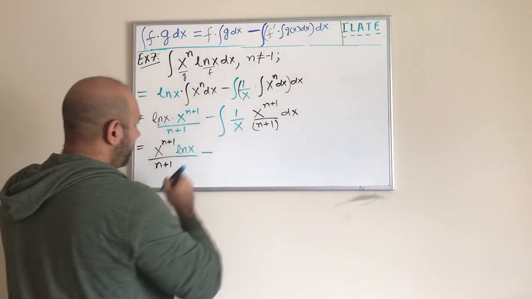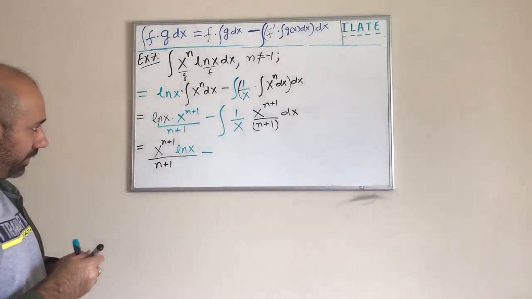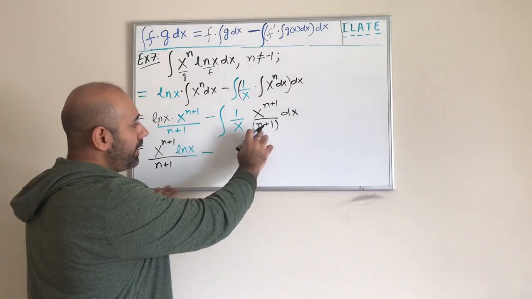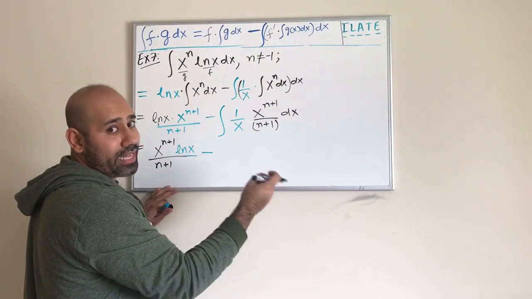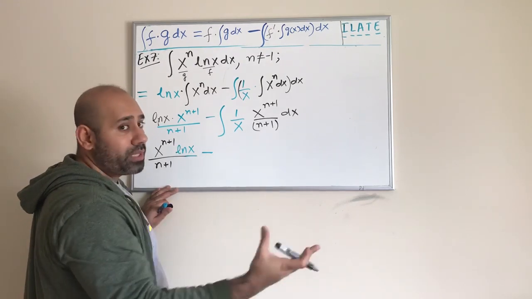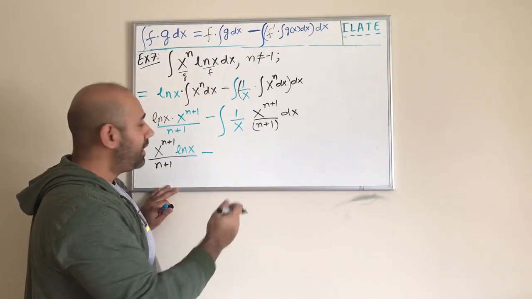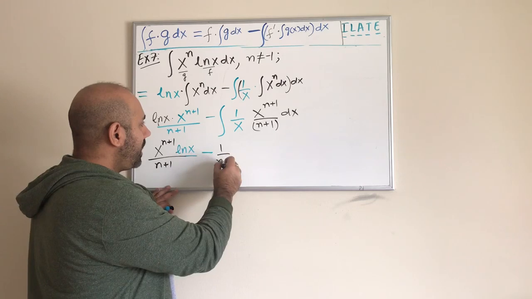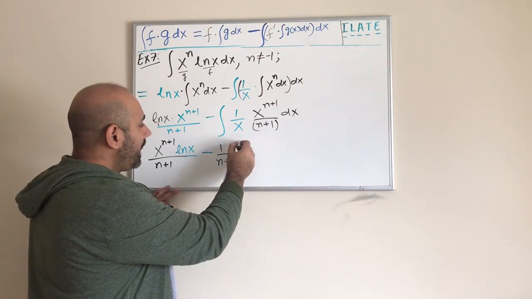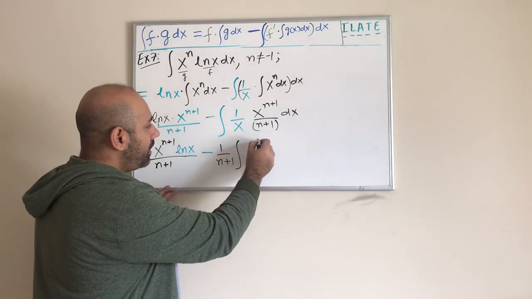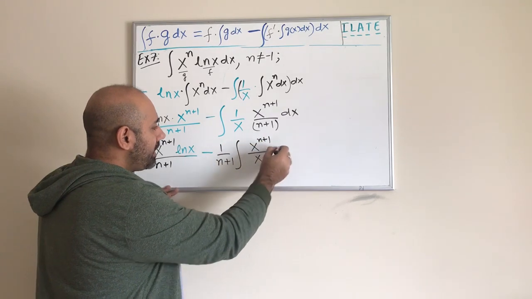Then minus, let us try to simplify this side. So guys, before we simplify this side, keep in mind there's an n plus 1 in the denominator, and that's like a constant. So what do we do with the constants? We take them outside the integral. So I can just already take that outside, so it's 1 over n plus 1, and then integral, it would be x to the power n plus 1 over x dx.